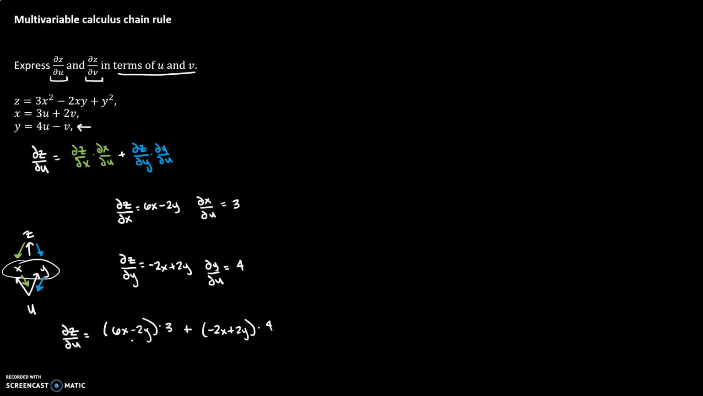Before we do that though, I want to simplify this as much as possible. That way we're only plugging x into a few number of places rather than at least 2 places like we have here. So we'll distribute this out. We'll get 18x minus 6y minus 8x plus 8y. We can combine our terms here to get 10x plus 2y, and now we will replace x and y.